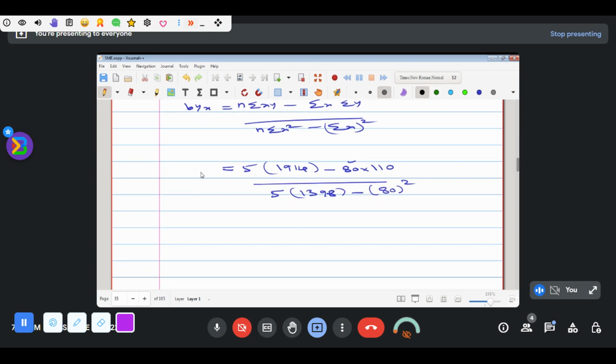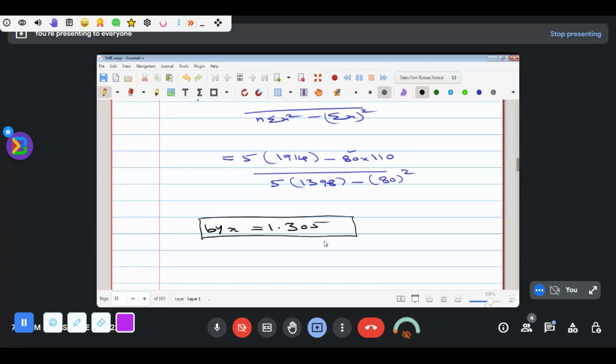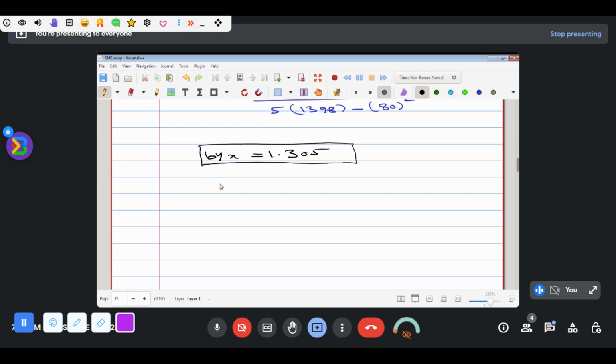This value is called byx. Then you simplify all the calculation using a scientific calculator. The end result of this calculation is 1.305. Please check that using a calculator and you easily get byx equal to 1.305.